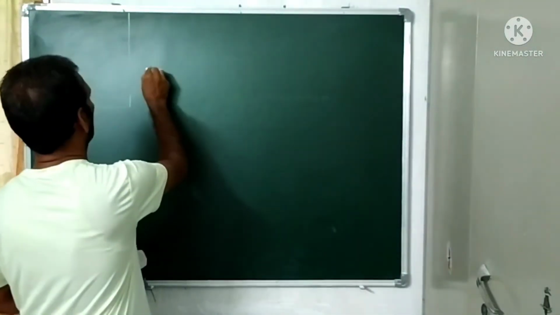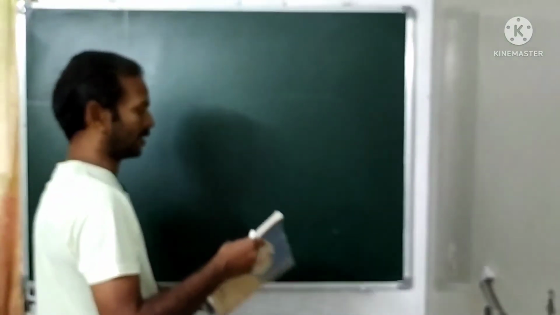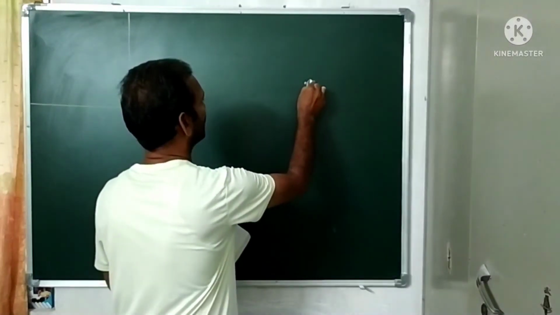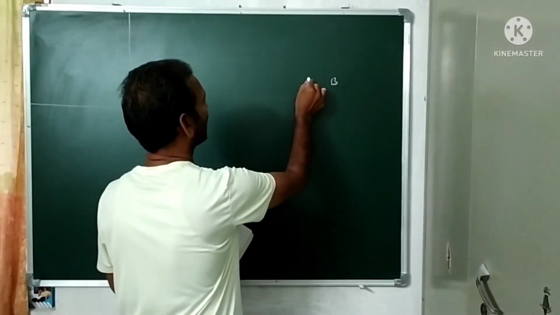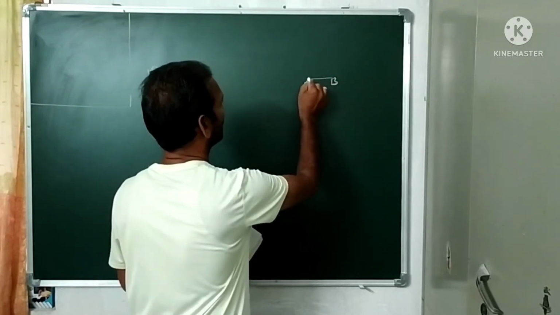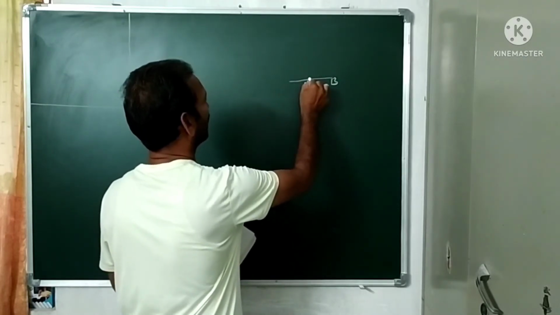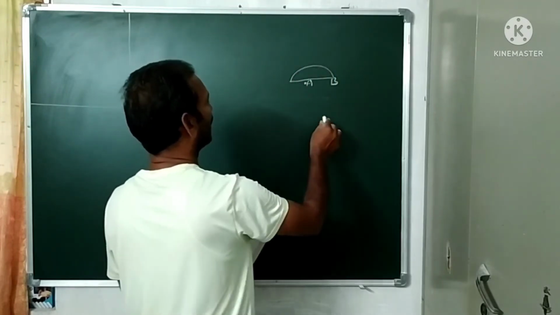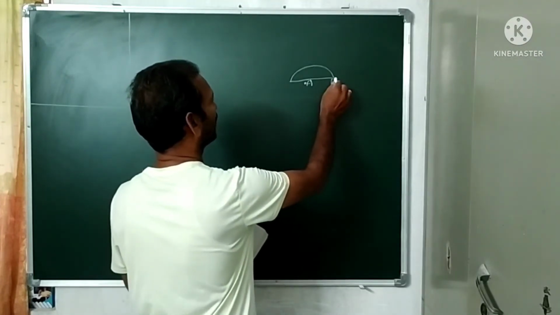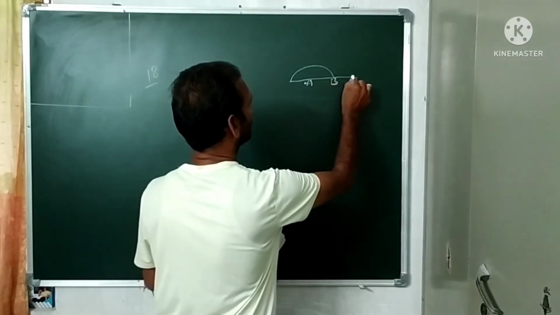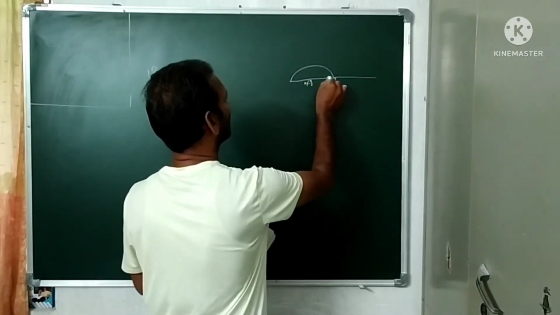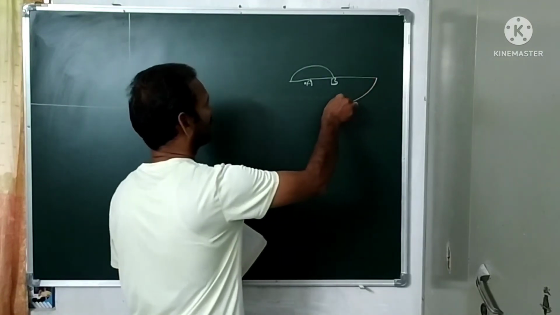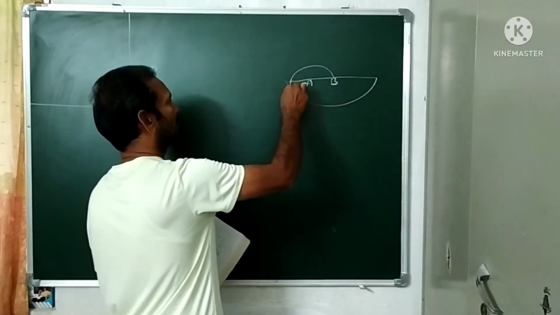See, here problem number 18. The diagram is also given. Here A is there, here B is there. From A, 0.5 this side, 0.5 this side. From starting A, draw one semicircle like this. Again from here, B as center, take 1 centimeter. From here to here is 1 centimeter. From here draw another semicircle like this.